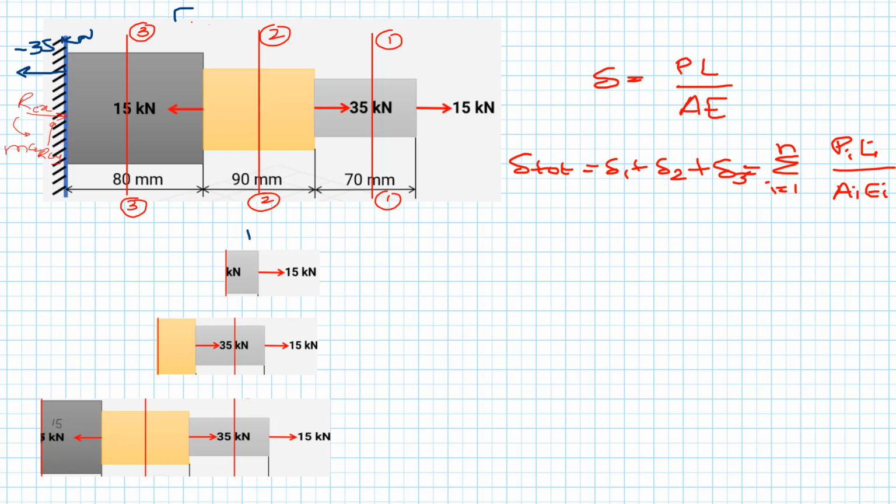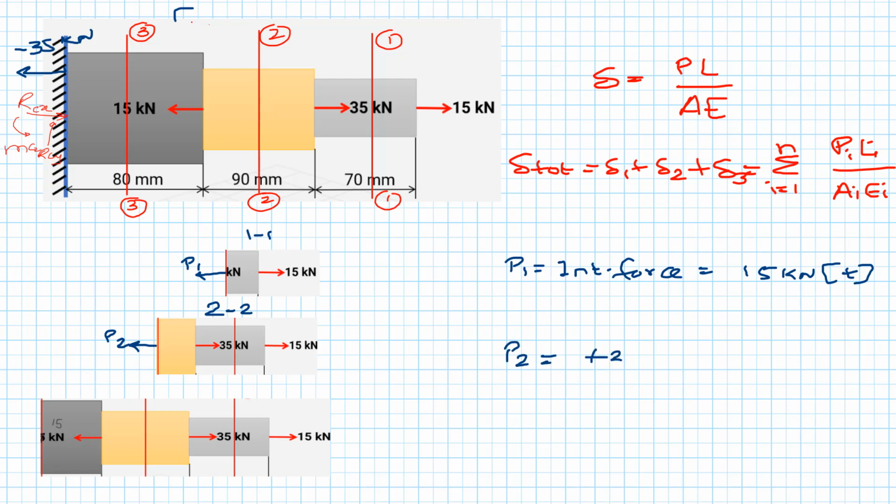So this is the cut section 1 and the applied force is 15 kilonewtons. So the internal force P1 will be equal to 15 kilonewton in tension. This is cut section 2. Applied force is 15 kilonewton here and 35 kilonewton here. That will give our internal force here, P2. So P2 will be equal to plus 35 plus 15, which will be equal to 50 kilonewton in tension.